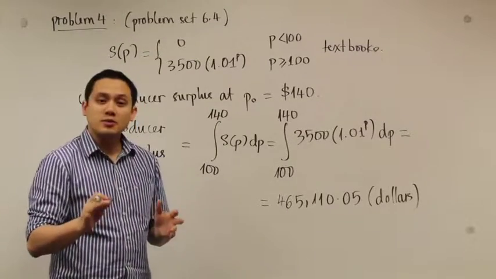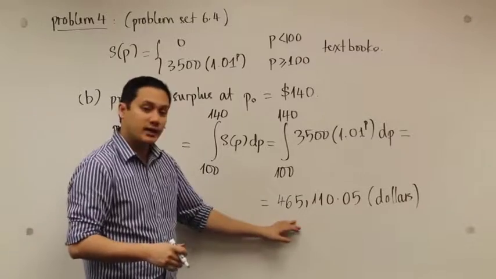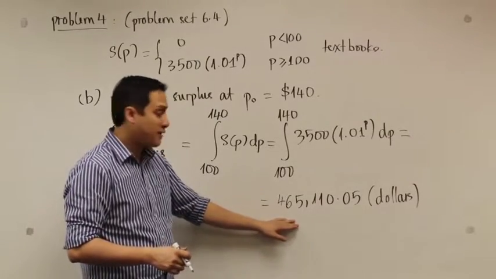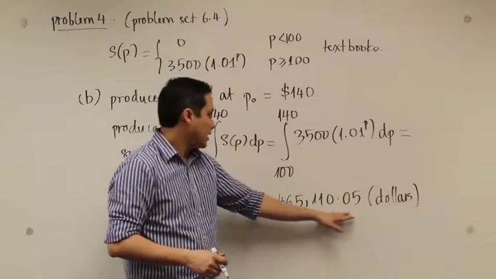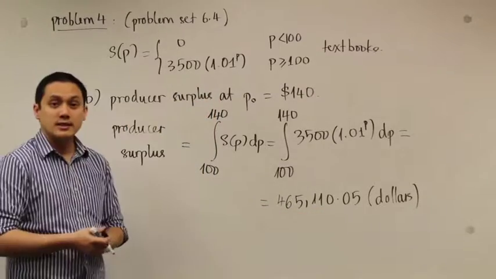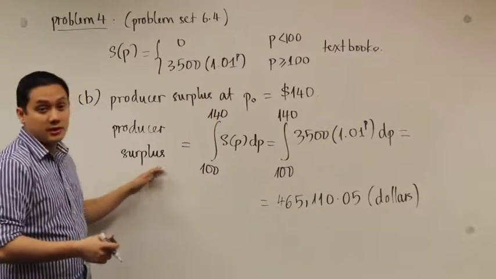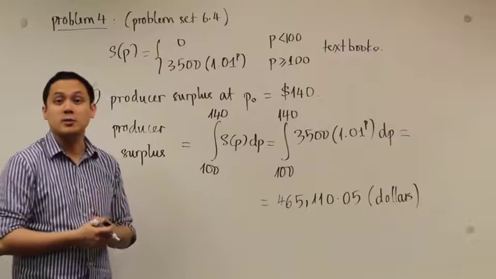Now when you use the option Math 9, this is what I got: 465,110 and 5 cents. This is the result for the producer surplus in part B. Now let's move on to part C.